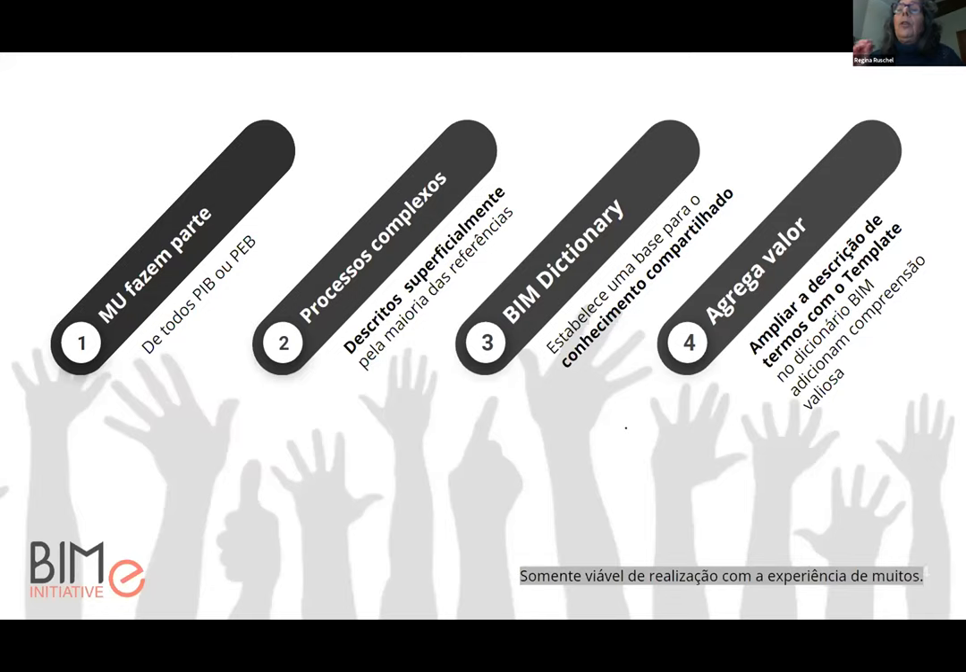Então, os model uses aparecem dentro do BIM Dictionary como termos, que têm ali a sua descrição. Mas por serem processos complexos, se nós descrevermos esses model uses de uma forma mais detalhada, e se nós agregarmos essa descrição dos model uses ao BIM Dictionary, a gente tem valor agregado de uma forma compartilhada, aberta. Mas como são tantos, todos partes da nossa prática contínua, como mostrou o Succar, que vai em vários sentidos, no sentido de executar, no sentido reverso de medir, somente é possível a gente fazer essa descrição detalhada de todos os model uses se nós tivermos a contribuição de muitos.